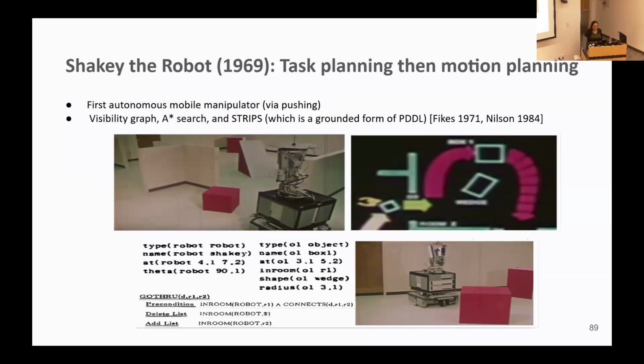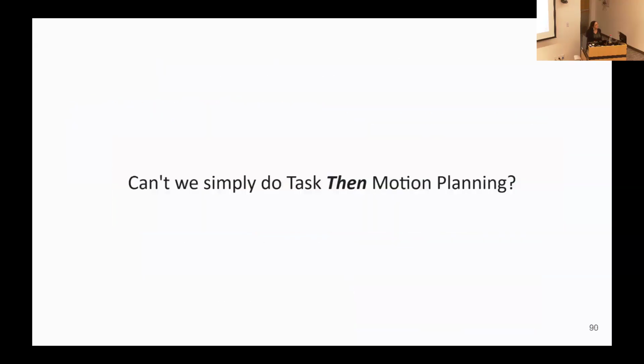But what would be a challenge here? What is something that we would need to address when we want to combine this ability of Shakey to move from one room to another, pick up stuff, and actually translate that into continuous motions? Or otherwise put, can't we simply do task then motion planning? I hope that with the exercises that we've done today so far, you realize that the answer is no, but I'd like us to discuss specific challenges that we would want to address.